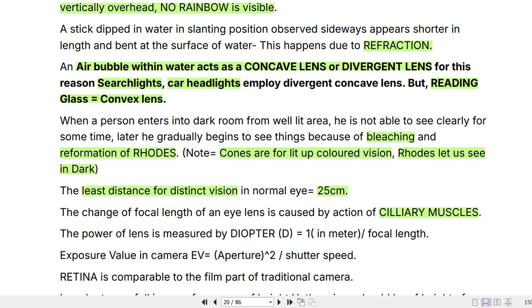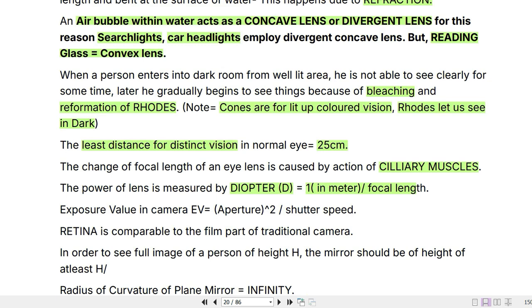Now the power of a lens is measured in diopters, and the formula is 1 upon the focal length in meters. That gives us the power of the lens, the diopter. Now exposure value in a camera, that is EV, denotes the amount of light entering the lens. That is aperture square divided by the shutter speed. That gives us the EV value.